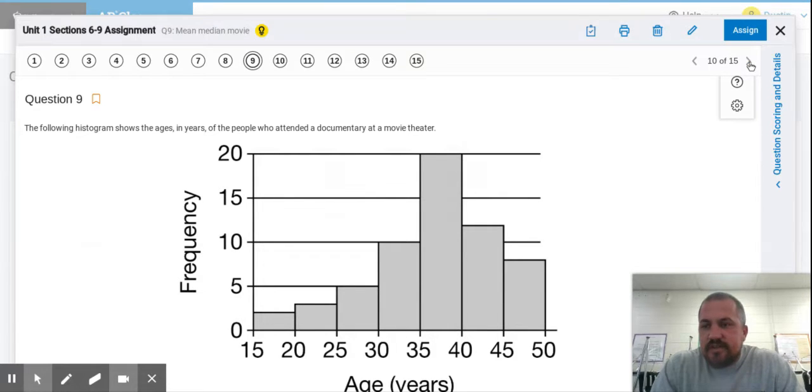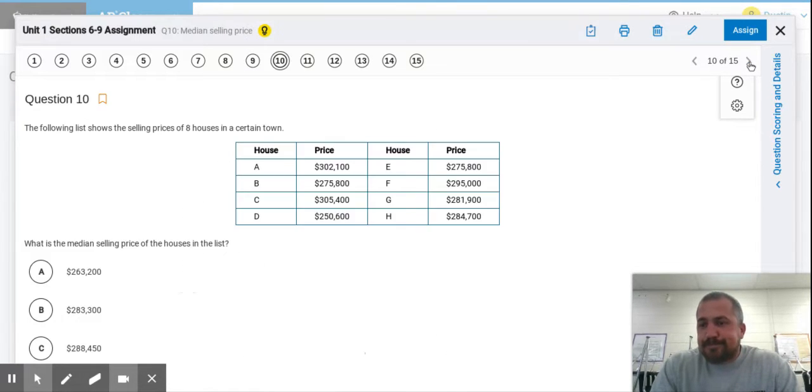In question number 10, we see 8 different houses and their selling price in a certain town, and you want to be able to find the median of those 8 houses. Remember, you can type that into the calculator in Stat Edit and then go to Stat Calc to get the median.